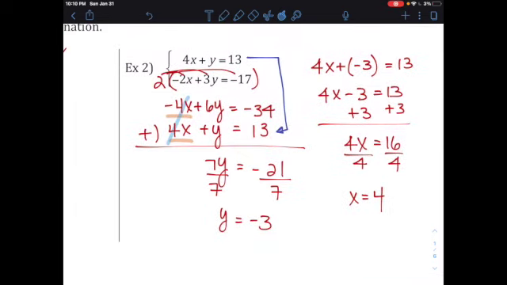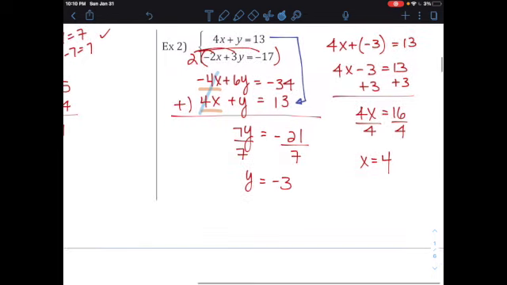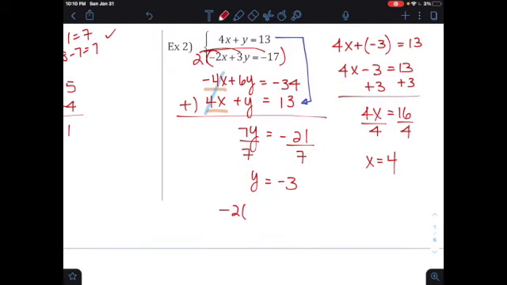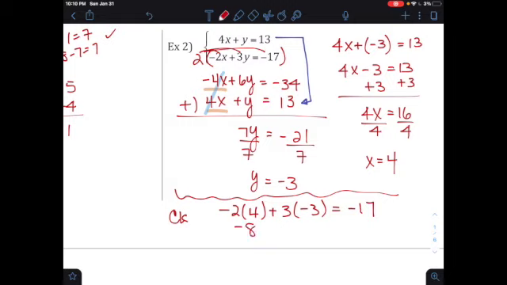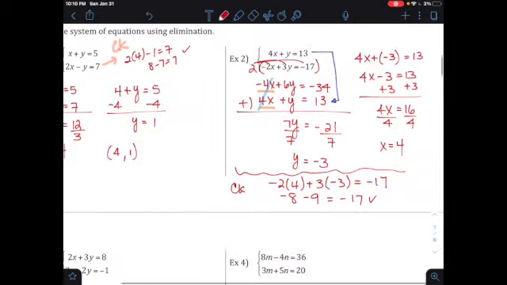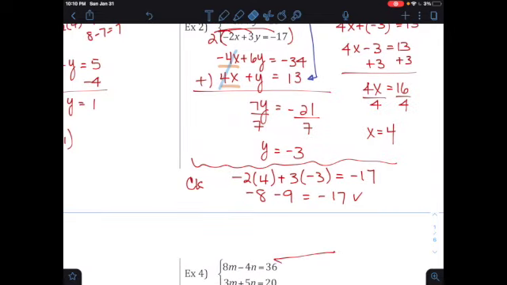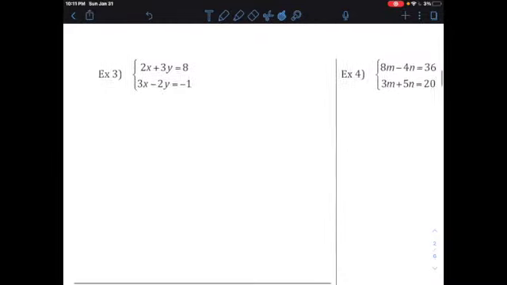4 times 4 minus 3 is 13, and then x equals 4, so if you check the other equation, it's going to be negative 2 times 4 plus 3 times negative 3 equals negative 17. And this is just checking. That's negative 8 minus 9. That's going to be negative 17. There's your check. And then therefore, the ordered pair for this question is 4, comma, negative 3. Again, it's alphabetical order.